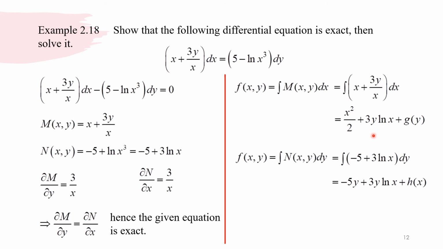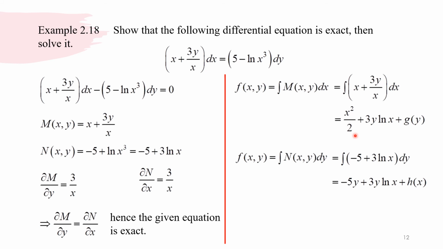These two are actually the results of the exact equation, but for the first one, the function f contains the unknown g in terms of y, and for the second one, this f has the unknown h in terms of x. But both have the same term 3y ln x. So if you look at the first function f, the g of y, the function in terms of y, is actually referring to this term here, which is negative 5y. This is a function in terms of y alone. And for this function f, there is a term h of x, which actually refers to this term here, which is expressed in terms of x alone. So h of x is x squared over 2.